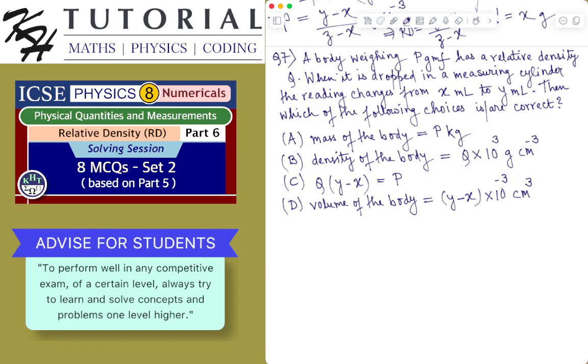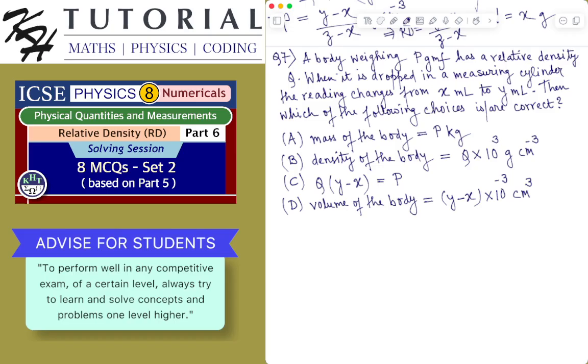We know that when a body is immersed in a measuring cylinder, a measuring cylinder is basically used to measure the volume of an irregular shaped body. If you immerse any irregular shaped body inside a measuring cylinder containing a liquid, the level of the liquid or the reading of the measuring cylinder increases by an amount which is equal to the volume of the immersed solid. Now, which of the following choices are correct?